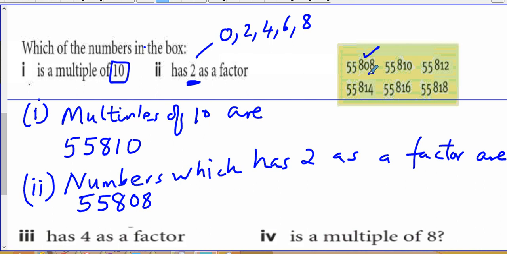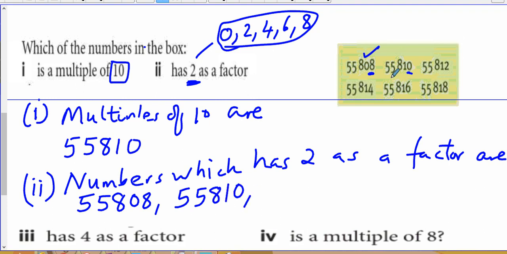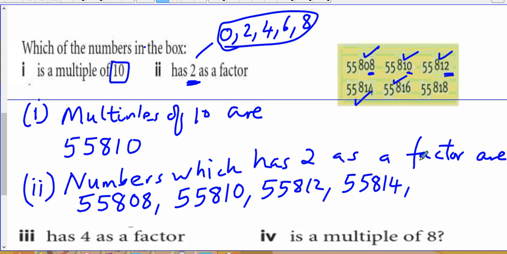How did we know? Look at the last digit. It should be one of these numbers. The last digit is 8. That shows that this number is divisible by 2. This number as well is divisible by 2 because it ends with 0. 5, 5, 8, 1, 0. This number also, there are plenty of them. 5, 5, 8, 1, 2. How did I know? The last digit is 2. This number also is divisible by 2. 5, 5, 8, 1, 4. Wow, this number also is divisible by 2. 5, 5, 8, 1, 6, and 5, 5, 8, 1, 8.